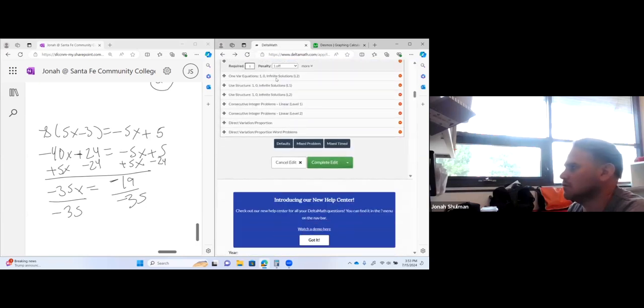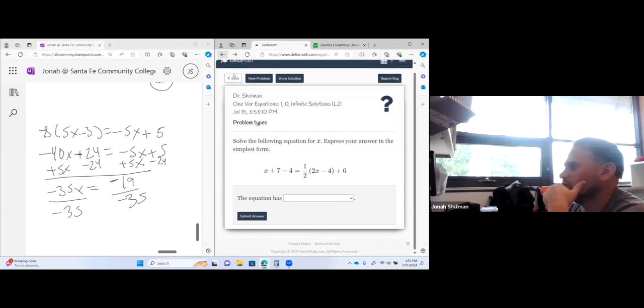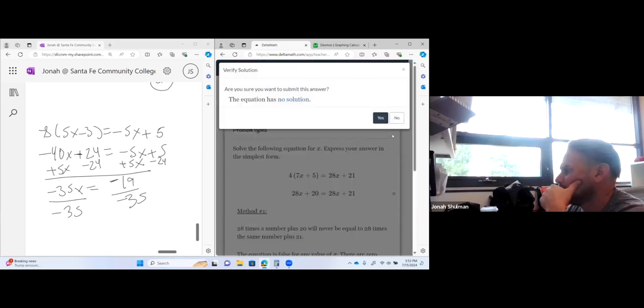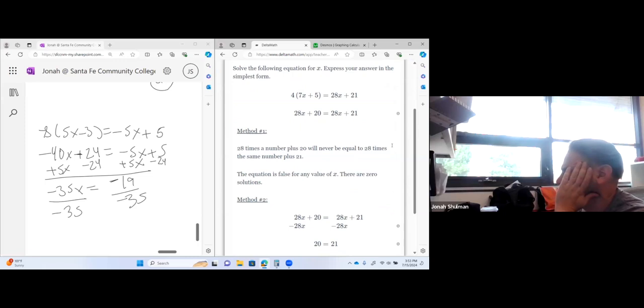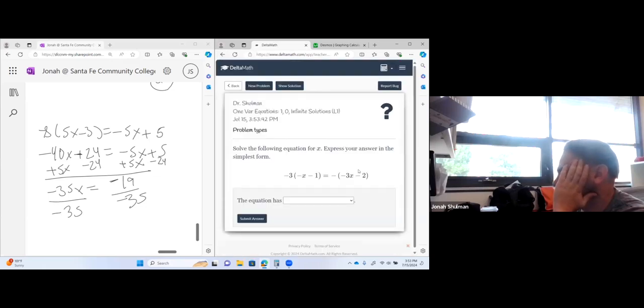Let's find a harder one. Level 2. So again, if there wasn't one answer here, like let's go back. Let's say if there wasn't one answer here, right? 4 times 7 is 28. 4 times 5 is 20. 28 minus 20, 0 does not equal 1. So this is going to be no solution. Because we were left with 20 equals 21, and that doesn't happen. If we were left with 21 equals 21, what would we have? Infinite solutions.